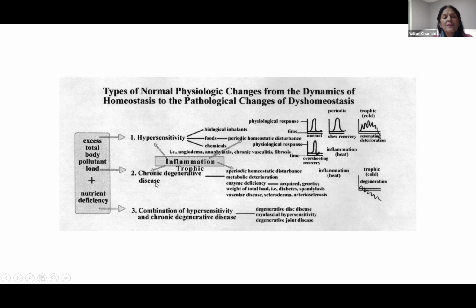It can be cold or it can be warm, and one may manifest as angioedema or chronic vasculitis, fibrosis, anaphylaxis. If this response becomes an aperiodic response and does not have any stimulatory phase, but just a constant downward domino effect, and this resonant degeneration, then one develops metabolic deterioration, enzyme deficiency, and development of diabetes, spondylosis, vascular diseases, scleroderma, arteriosclerosis. Inflammation can manifest as a combination of hypersensitivity and chronic degenerative disease, which may develop as degenerative disc disease, myofascial hypersensitivity, which we see as fibromyalgia and in many of our chronic fatigue patients, and degenerative joint disease is not uncommon.